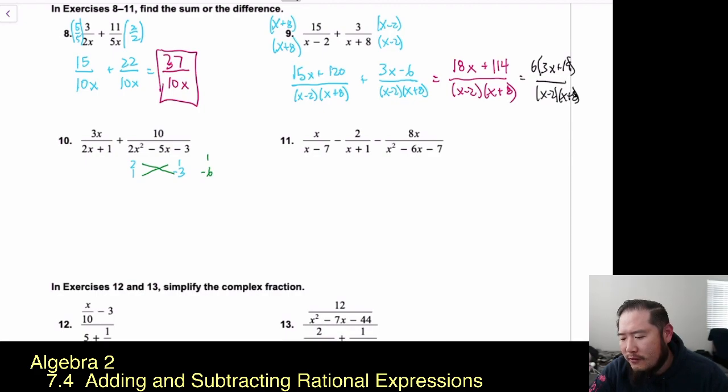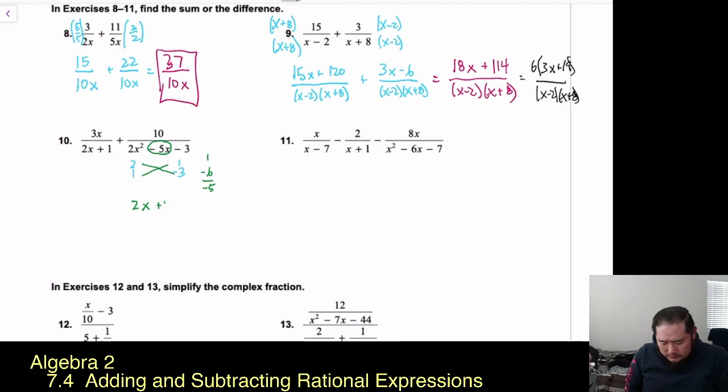Which happens to be the middle term. See, we get negative 5 right here, and if I look at the term in the middle, that's negative 5. So that means I did this correctly. Okay, so my two binomials, what are they? One of them is going to be 2x plus 1. The other binomial is x minus 3. All right.